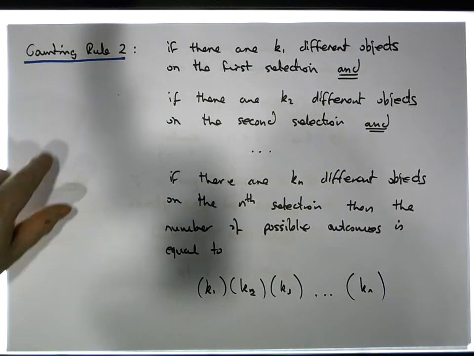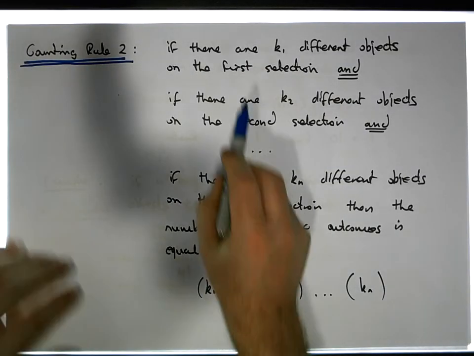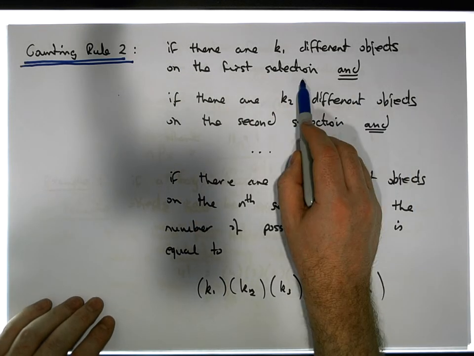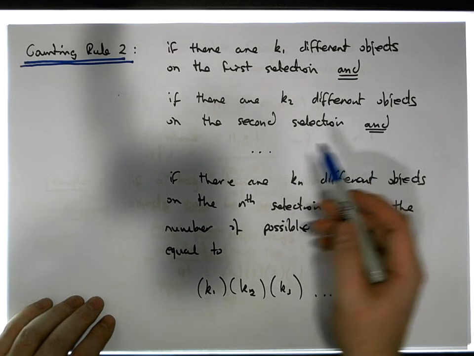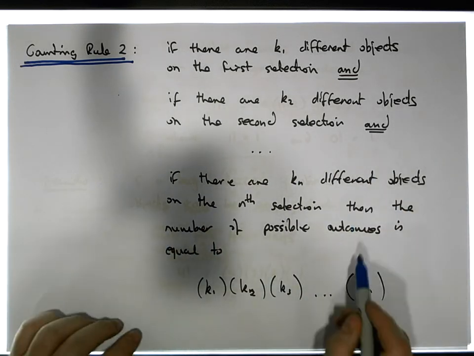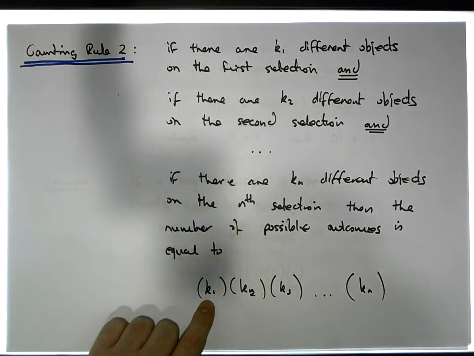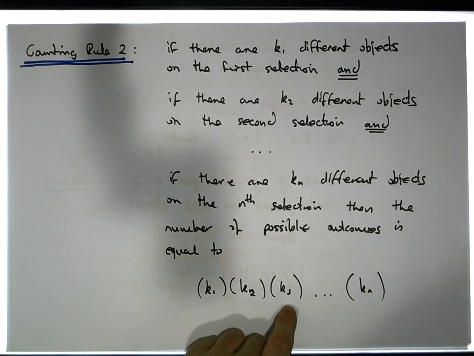Counting rule number 2 says if you have k1 different objects for the first selection, k2 for the second selection, k3 for the third selection, and kn for the nth selection, then the total number of possible outcomes is equal to how many possible things you could select for the first one, how many ways for the second, how many ways for the third, and so on and so forth.